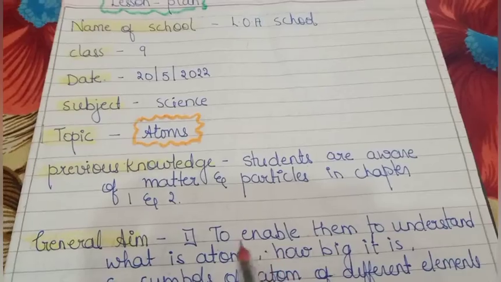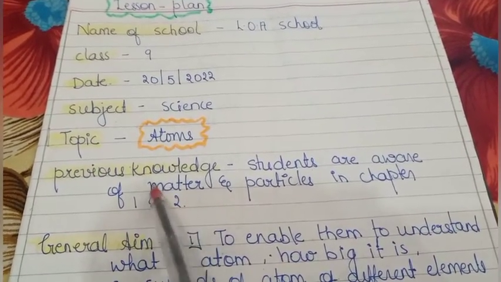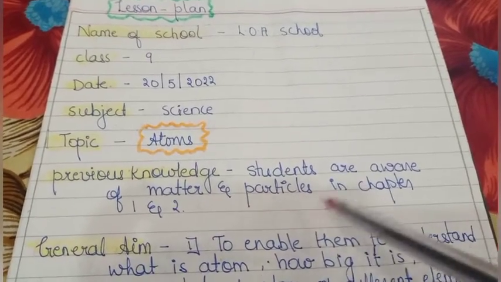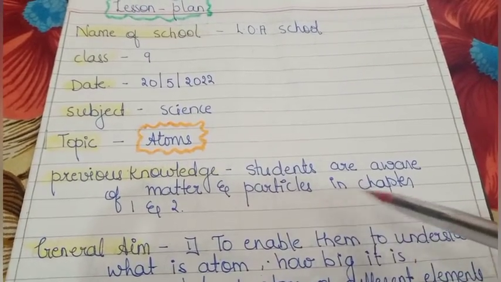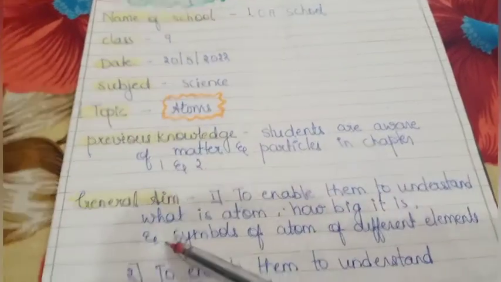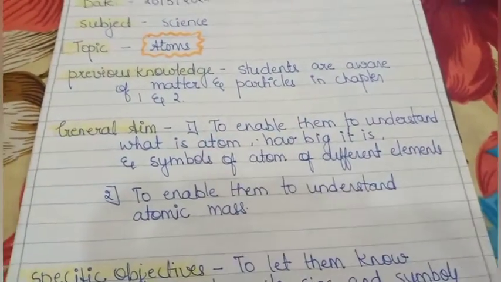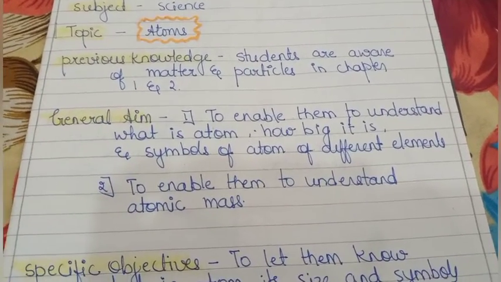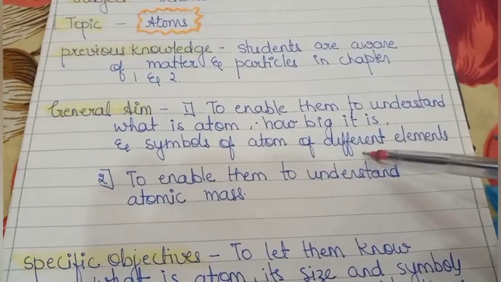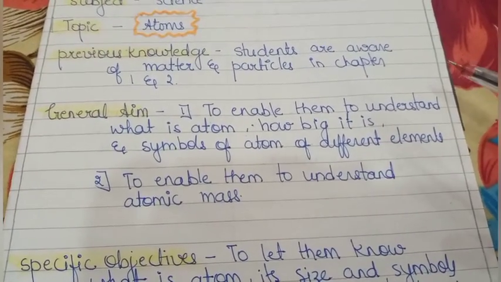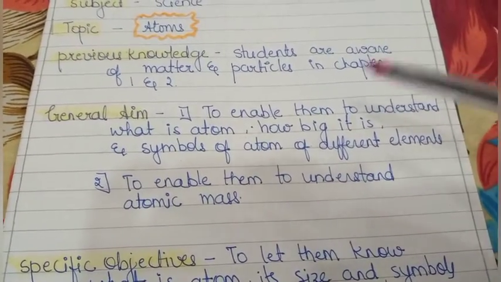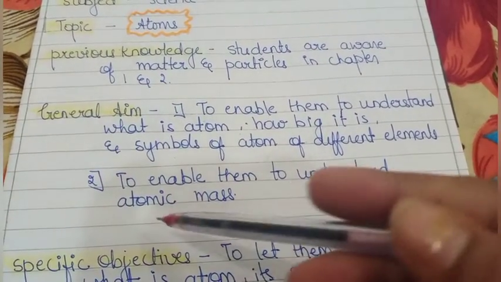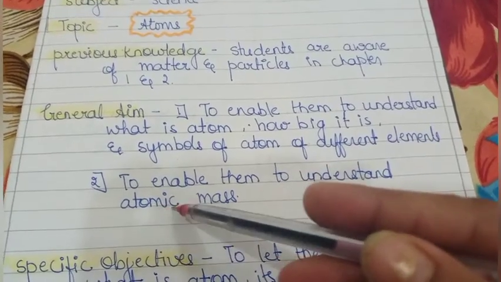Now here you can see previous knowledge. So students are aware of matter and particles because they have already learned that in chapter 1 and chapter 2. Generally, you can see here, to enable them to understand what is atom, how big it is, and symbols of atoms of different elements. So this is actually what we want to teach to students. These are our aims. And to enable them to understand atomic mass, so we also want to tell them what is atomic mass.